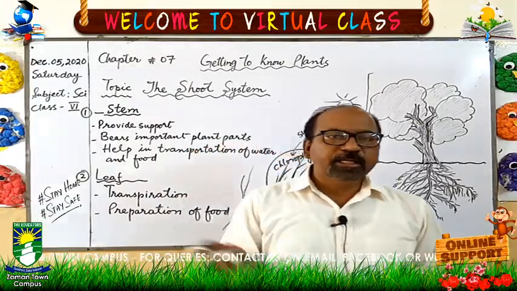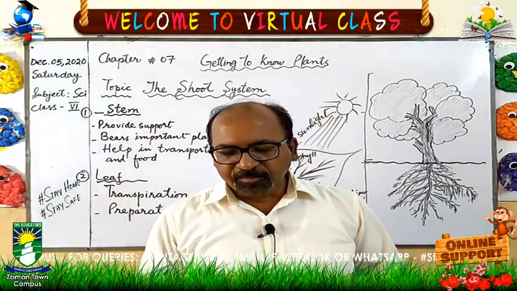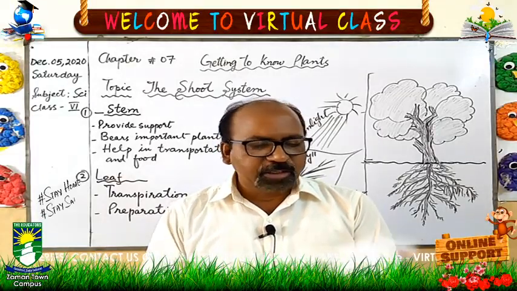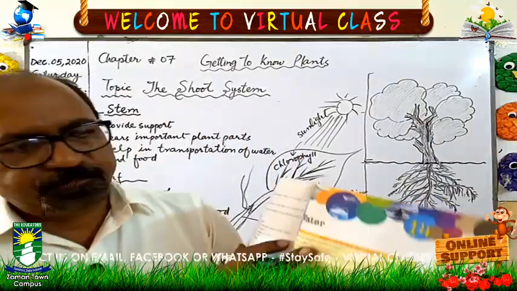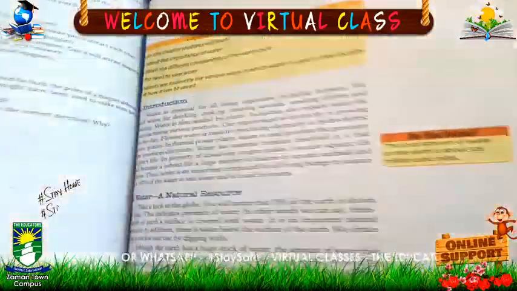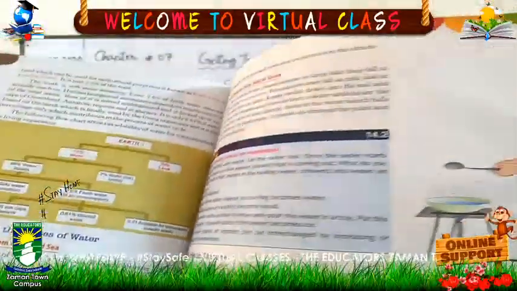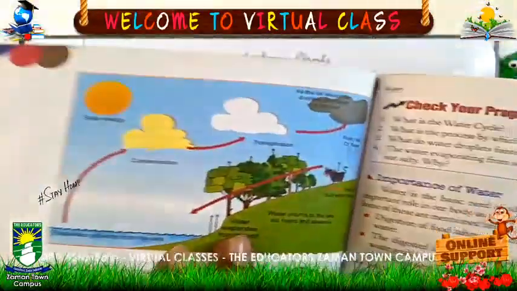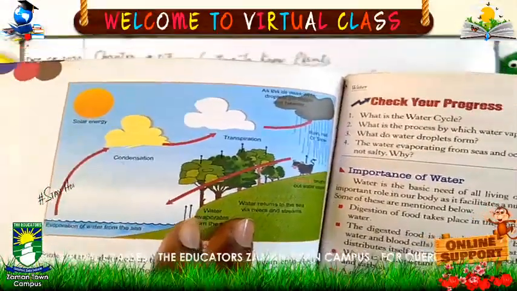For help, you can open chapter number 14, water, in your book. At page number 143, there is a water cycle. See this picture at page number 146. This is a water cycle. You may take help from here, or you may take help from the internet.